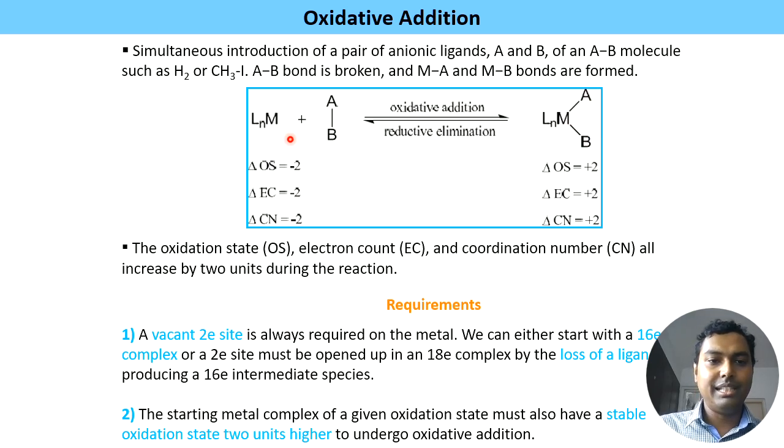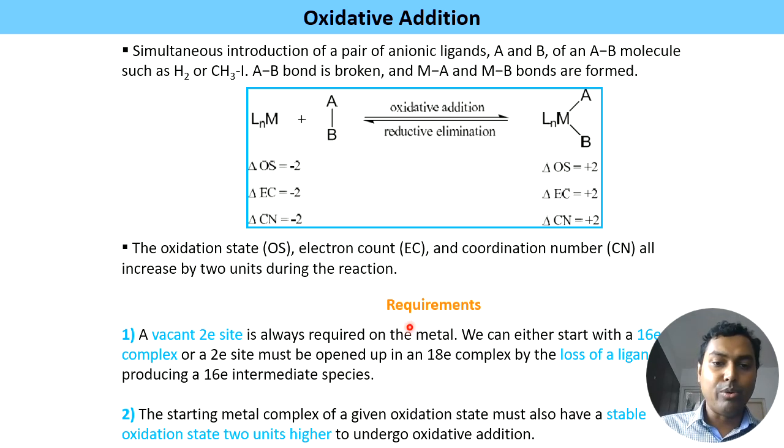So here, if the oxidation state of the metal is 0 then it will go to +2, if it is +1 then it will go to +3, if it is +2 then it will go to +4, and so on. And if we count the valence electrons, including the electrons donated by the ligands, we will see that the electron count of this complex is increased by 2. And also the coordination number of the product compound increases by 2 compared to the parent compound. So such kinds of reactions we call oxidative addition reactions.